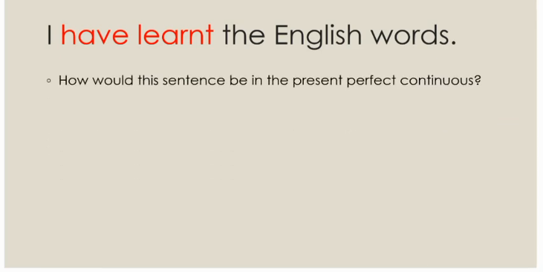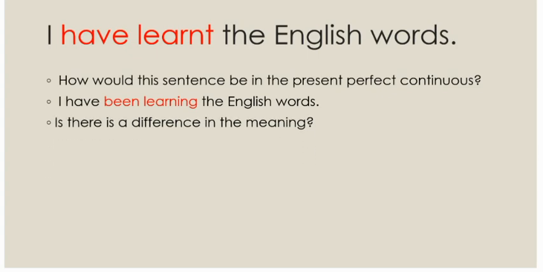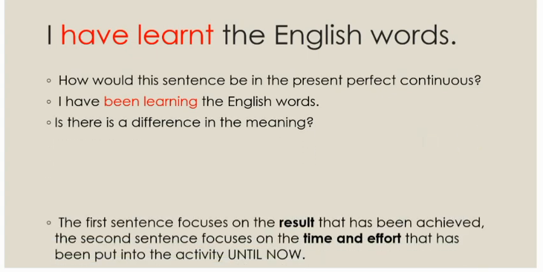How would this sentence be in the present perfect continuous? I have been learning the English words. So here we keep have stable because we used I, but instead of using the past participle, we used the present participle and we used been before the present participle. This is a rule.